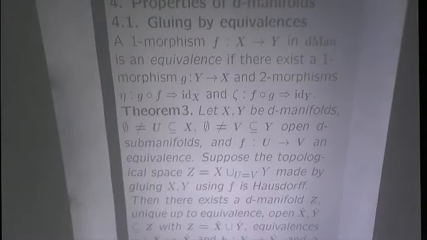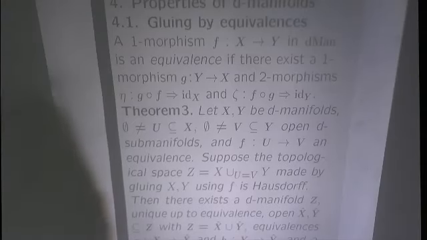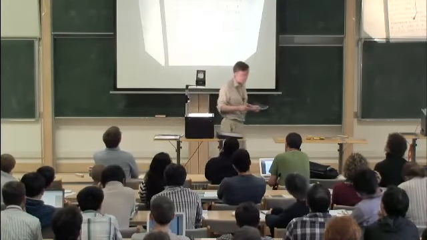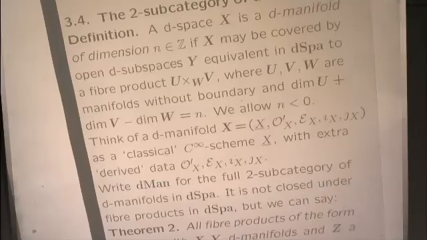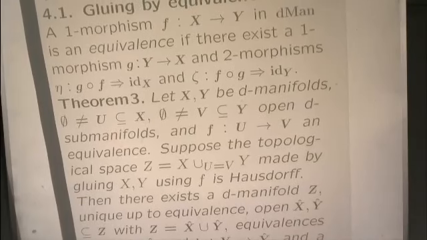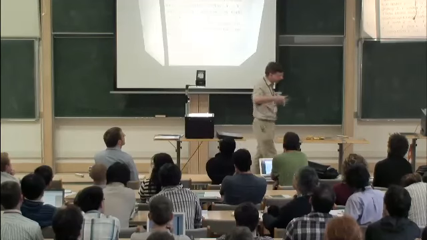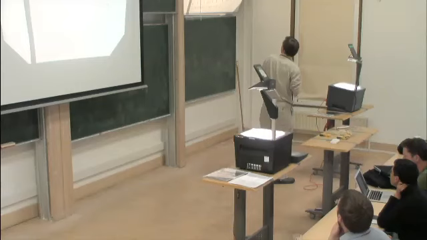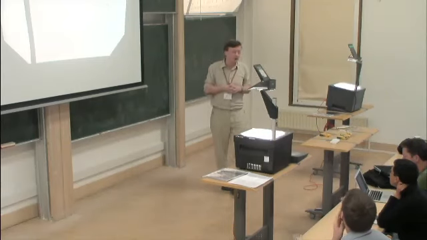It's important that we have partitions of unity in order to construct these equivalences. In fact, this can be expressed as a push-out in the 2-category of D-manifolds. So this is basically telling you that push-outs by equivalences tend to exist, at least provided the glued topological space is Hausdorff.